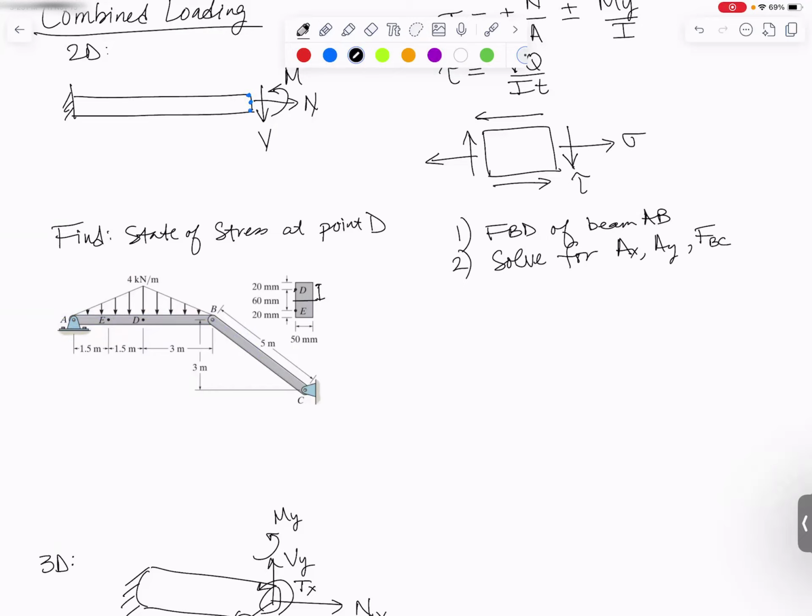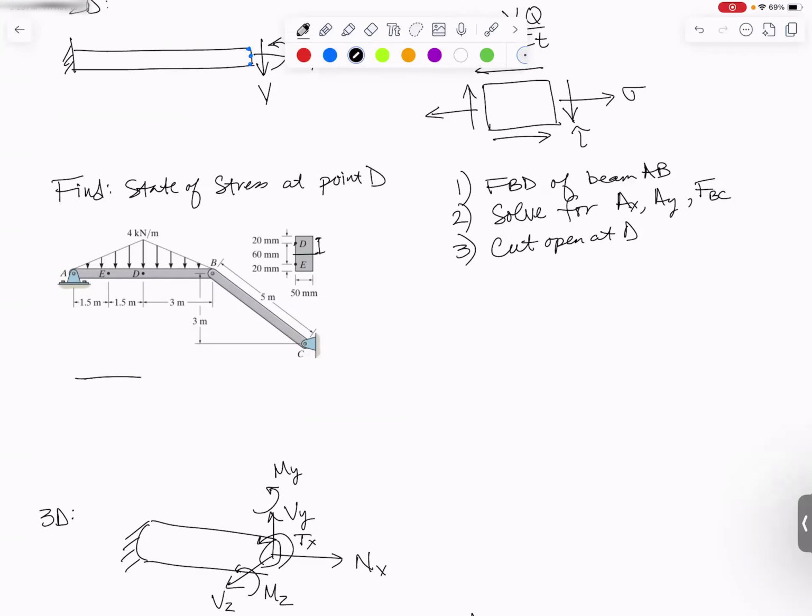Then, only then, are we going to cut it open at D and draw a little free body diagram of D. That would look something like this, cut open. We would have an Ay and an Ax that we solved for already. And then at our cut, we would have a normal force, a shear force, and a bending moment. And I'm not quite done. We also need to include just the part of the distributed load that acts on the little section that we've kept. So just that triangle.